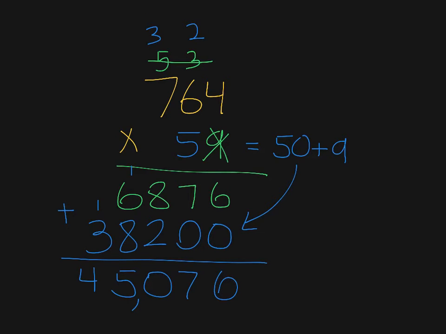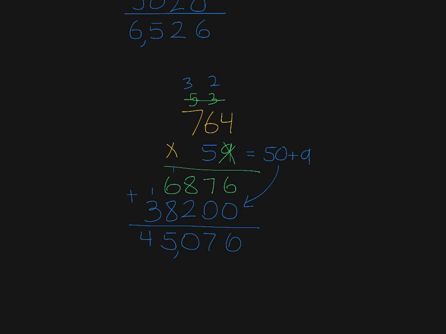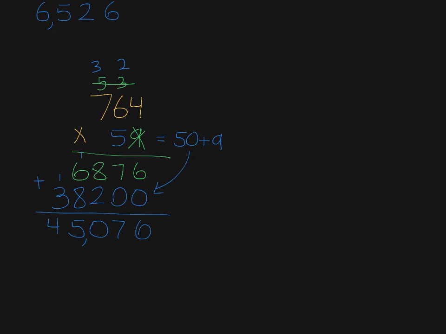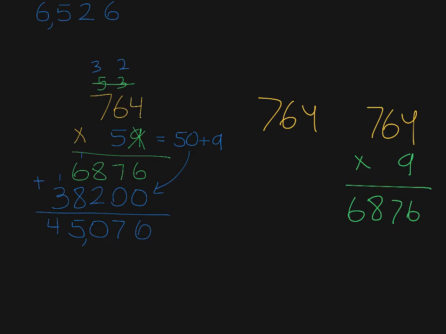Now another way of doing this, if you want, you can break 764 and do it twice. And then on one side you could do times 9, which is going to still be the 6,876. And on the other side you can do times 50. Make it into two math problems if you like, and that will also give you the same number over here, which is 38,200, and then just add those two together.